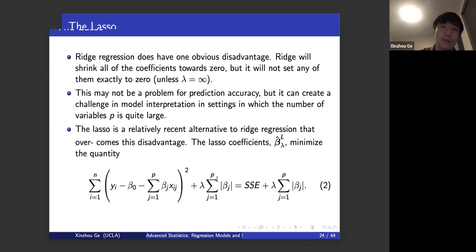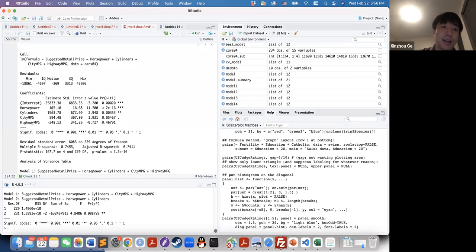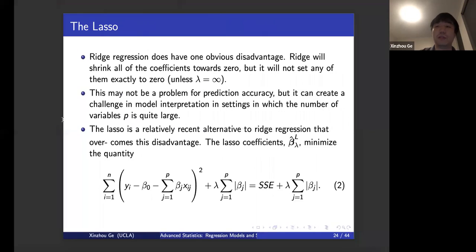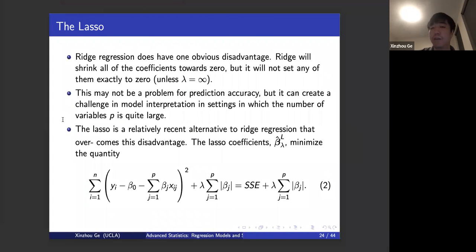So for example, if we use the ridge regression, we can have smaller estimated coefficients for city MPG and highway MPG, but these coefficients are still not exactly 0. So if we want a better interpretation, we want some of the predictors that are not linearly related to the response, conditional on the other predictors, to have coefficients that are exactly 0. In that case, we may need to use the lasso regression model.